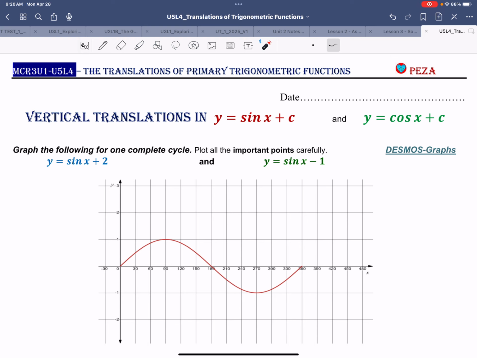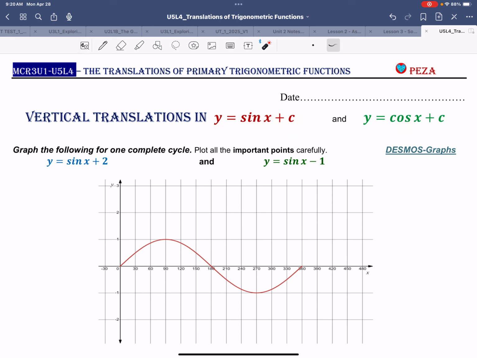Now, great news. This is something that we have done in the past. We have observed vertical translations in functions in Unit 3 in this course. And now we are applying the vertical translations to trigonometric functions. So for this, we have a number that is added to the function itself, to the y values of the function, y equals sine of x, or y equals cosine of x.